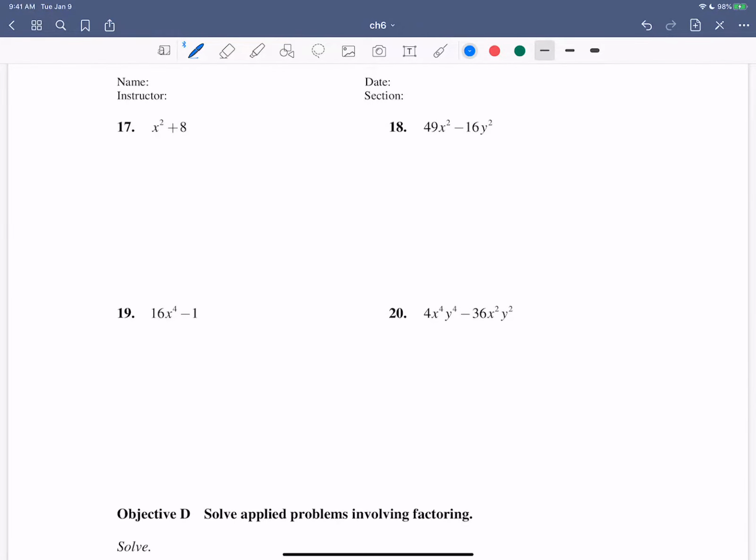Number 17, x squared plus 8. This one, we cannot factor it. Why? Well, there are several reasons. One of the major reasons is the sign in the middle. This is a plus sign. It's not the difference between two terms. So it's not going to be the difference between two perfect squares. Additionally, this 8 is also not a perfect square. So we will just write prime.